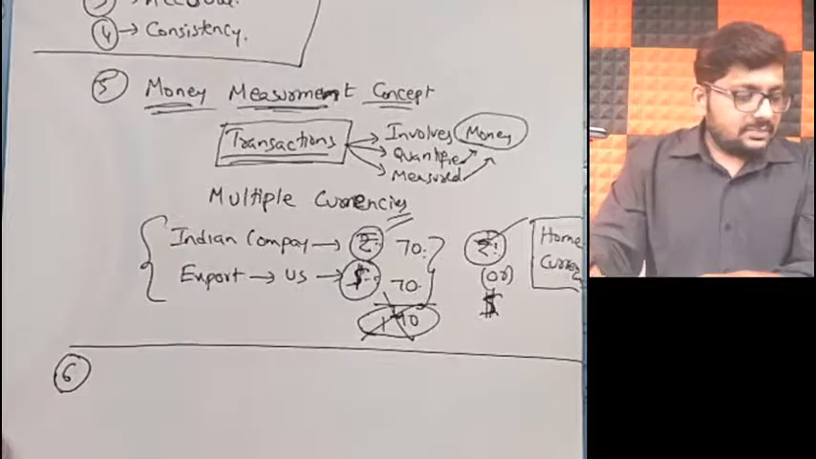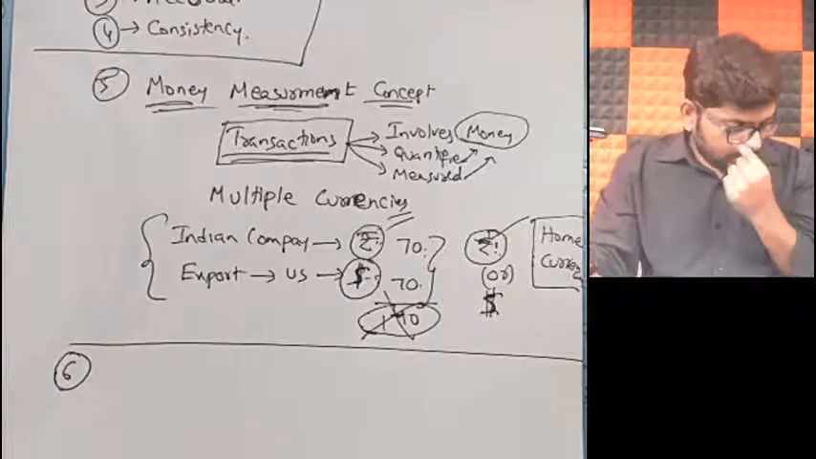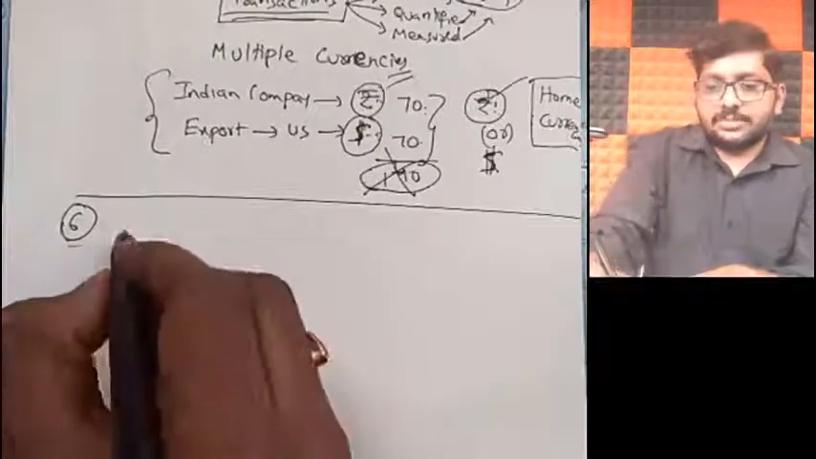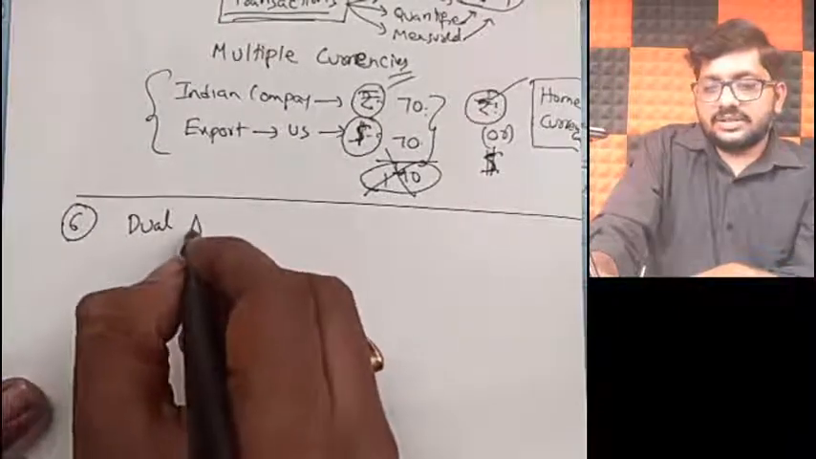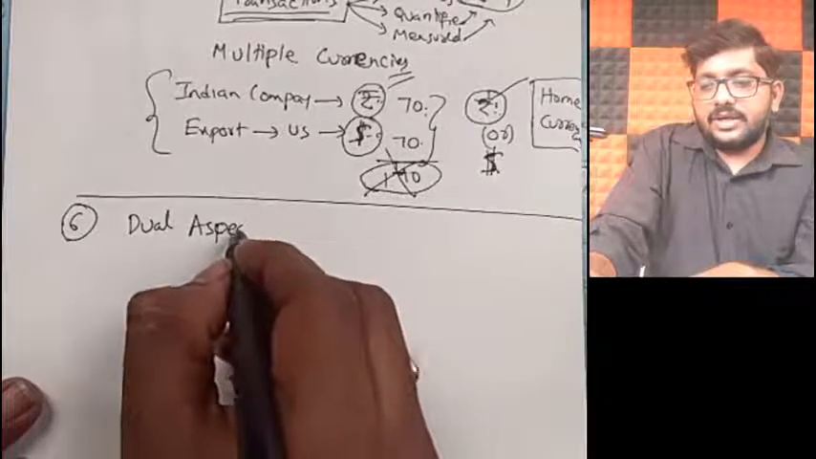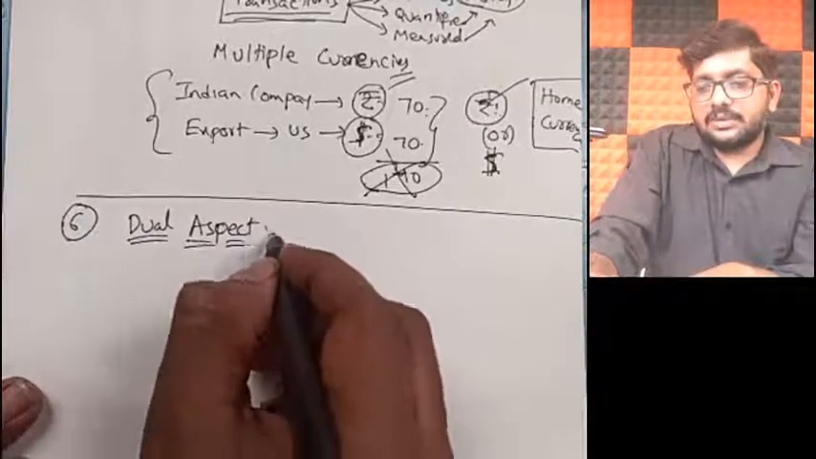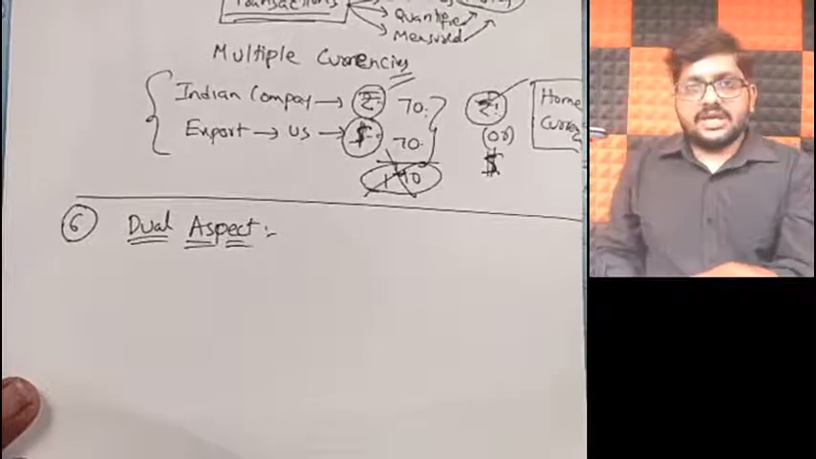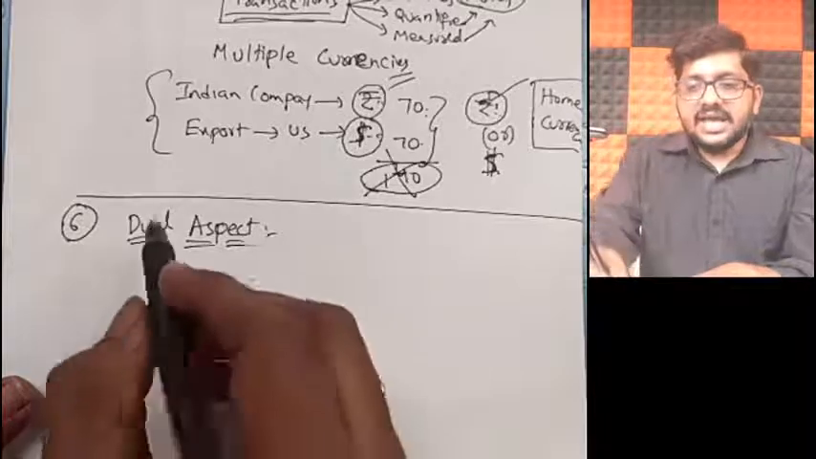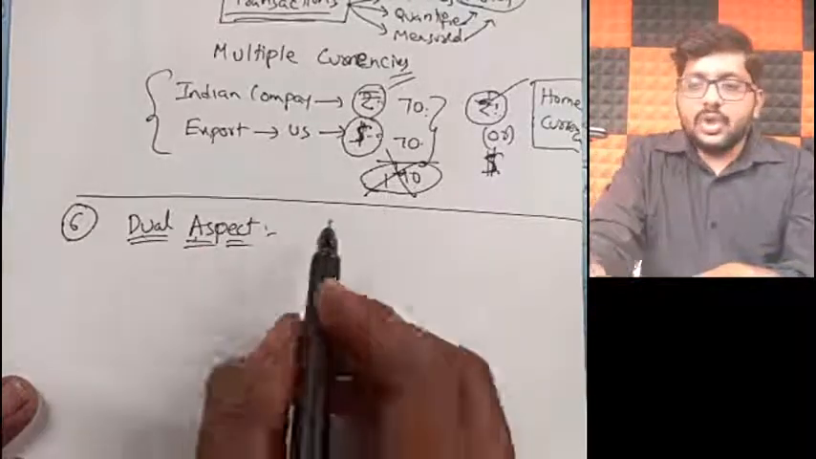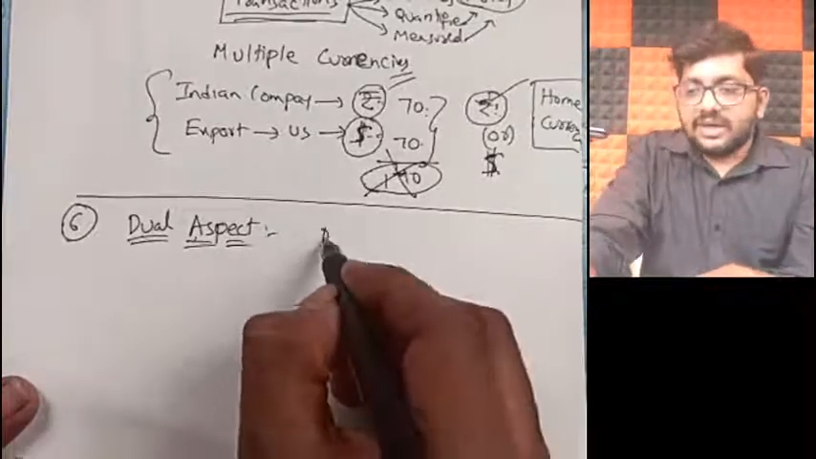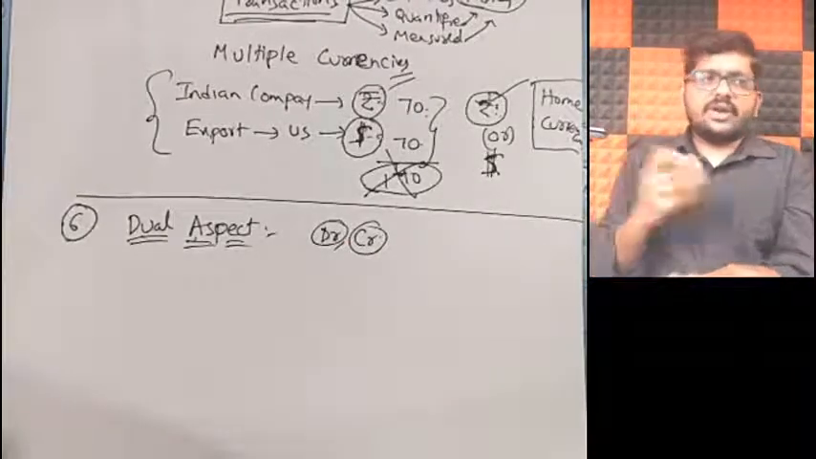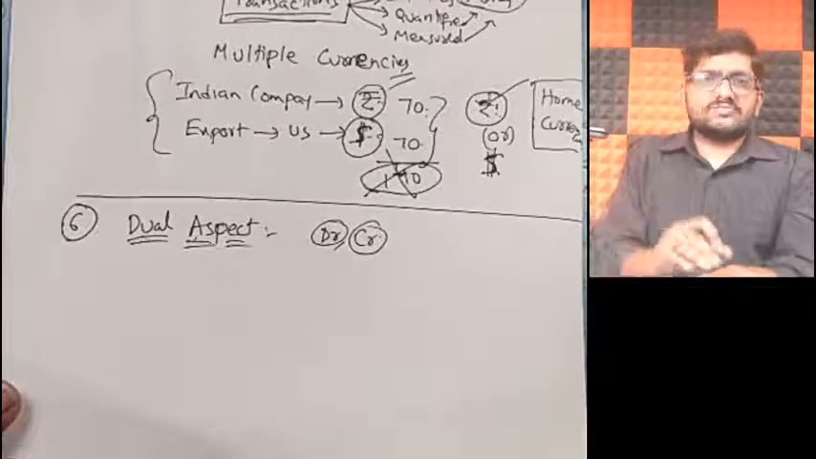What is my next concept telling me? Say, for example, I will talk about dual aspect concept. This is very, very interesting and important. So what is this dual aspect concept, sir? Now, whenever a transaction happens, there will be two aspects. Dual means two aspects which will be affected. One is your debit, the other one is credit. Debit will be affected, credit will also be affected, which we call the dual aspect concept.